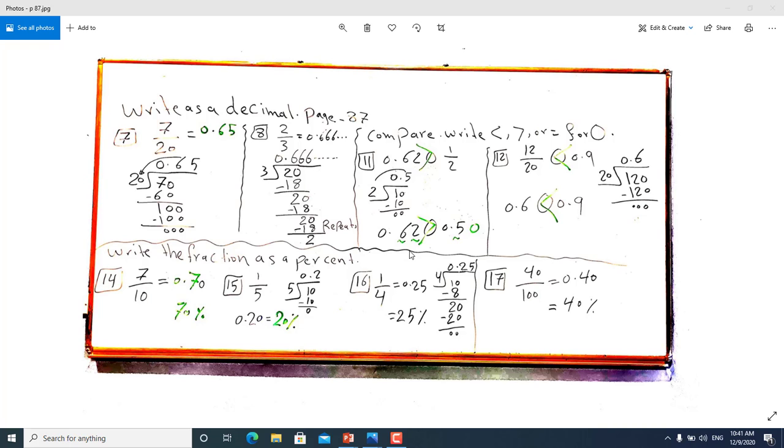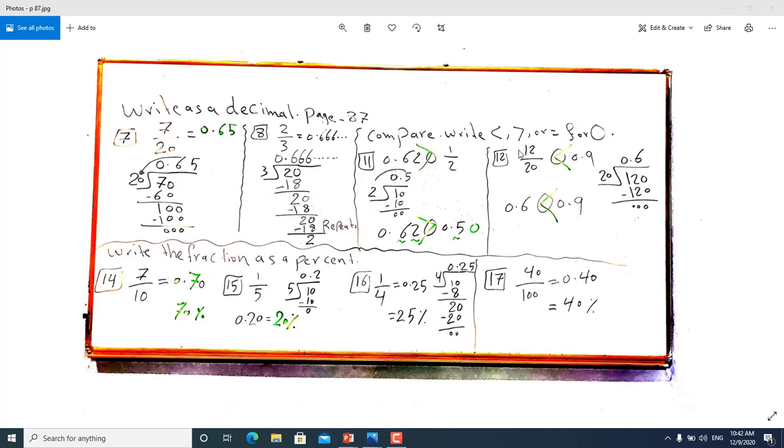Let's compare. After the decimal point, we have 2 digits, but here we have just 1 digit. We can put another digit to make it equivalent to 0.5. We can put a 0 there to make it 2 digits like this. After that, we'll compare. 0 and 0, then 6 and 5. So 6 is greater than 5. That means 0.60 is greater.